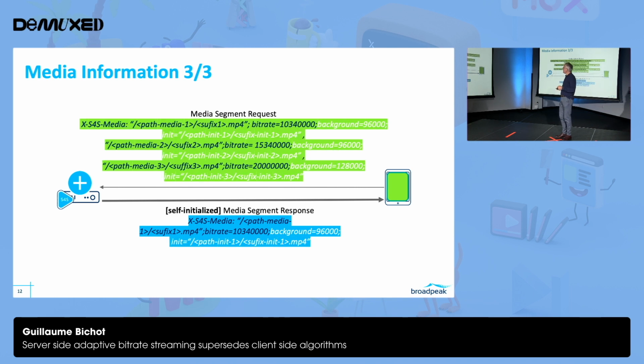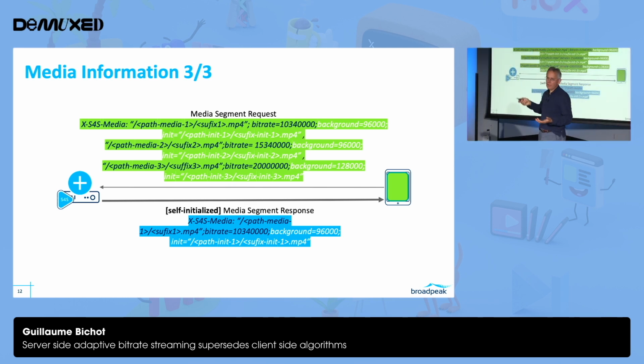The player has a possibility to indicate the path of the initialization segment. If it does that, then the server can return a self-initializing segment, right? It may also be convenient for the player. It doesn't need to manage this initialization segment anymore, right?